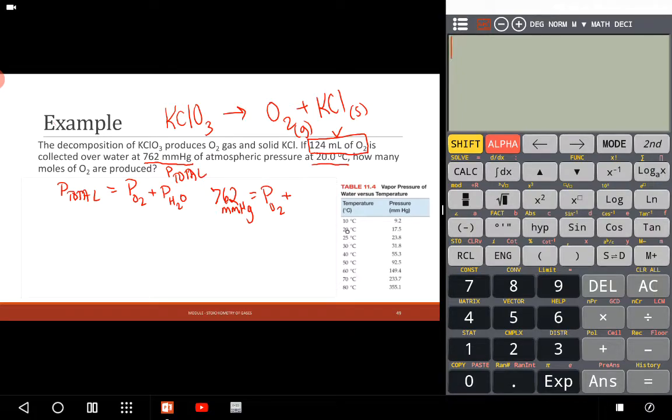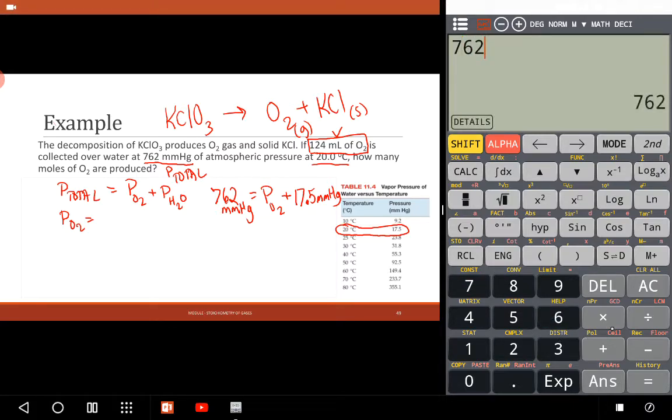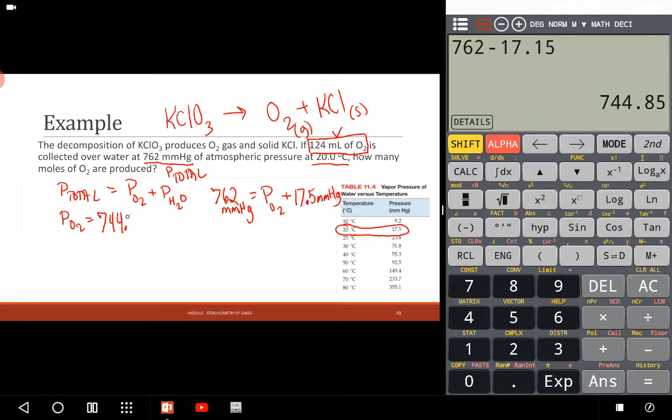I can use this temperature to look up on the table what my vapor pressure of water is. My vapor pressure of water is 17.5 millimeters of mercury. I just got to make sure that this unit matches that unit. So now I can do some subtraction, and so my pressure due to oxygen gas will be 762 minus my vapor pressure of water.